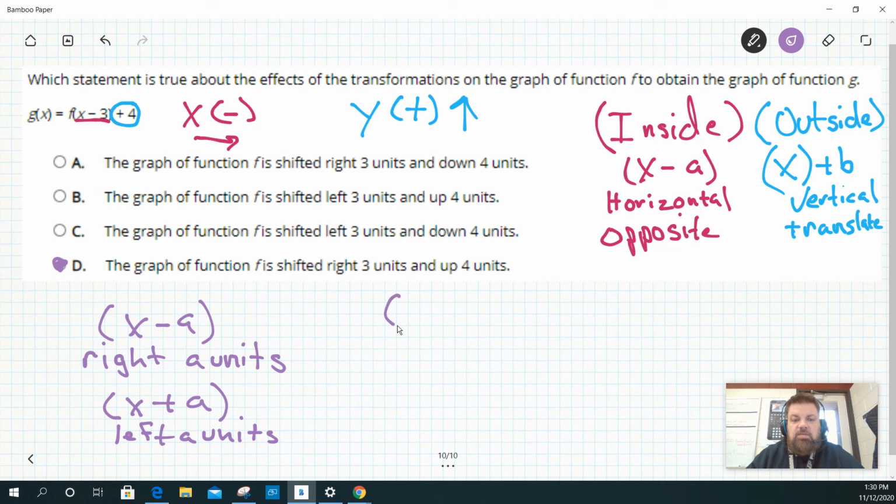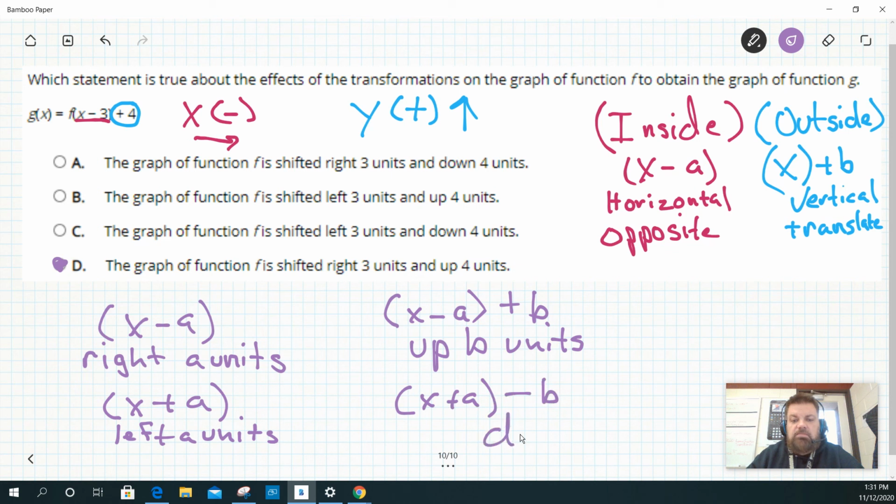Now, if you have x plus or minus a plus b, that means you're going to go up b units. And if you say x plus a minus b, you're going to go down b units. Okay? And that's basically it.